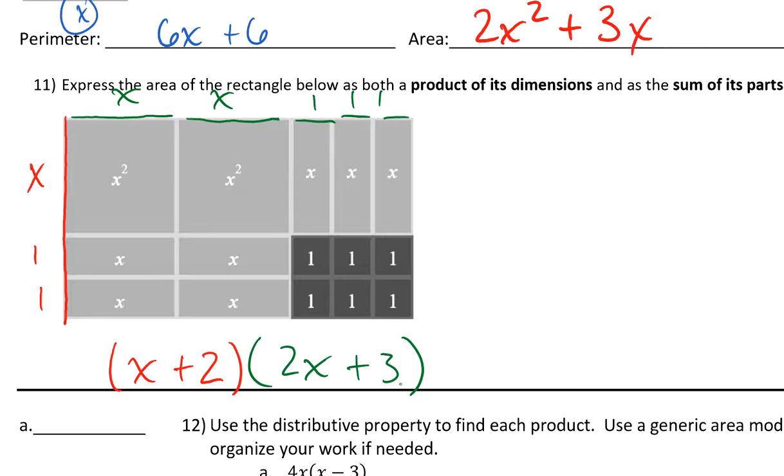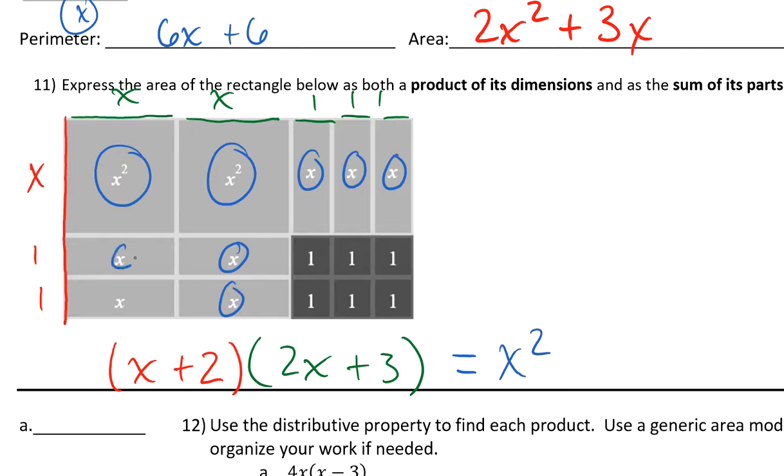Now, what is the area of that rectangle in terms of the sum of its parts? Well, if you look closely, we've got two x squared tiles, and we have 1, 2, 3, 4, 5, 6, 7 x tiles. I have 2 of the x squared tiles plus 7 of the x tiles. And then finally, I have 1, 2, 3, 4, 5, 6 unit tiles, plus 6 unit tiles.